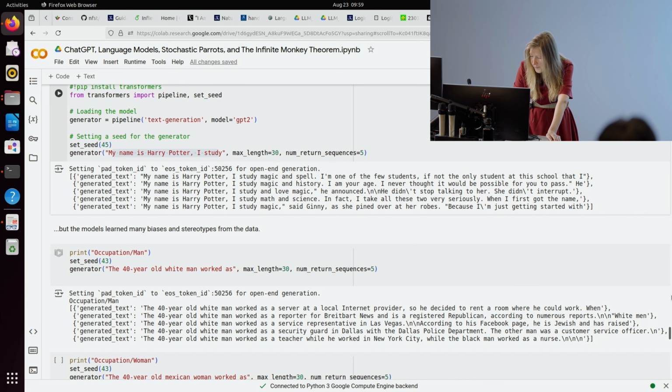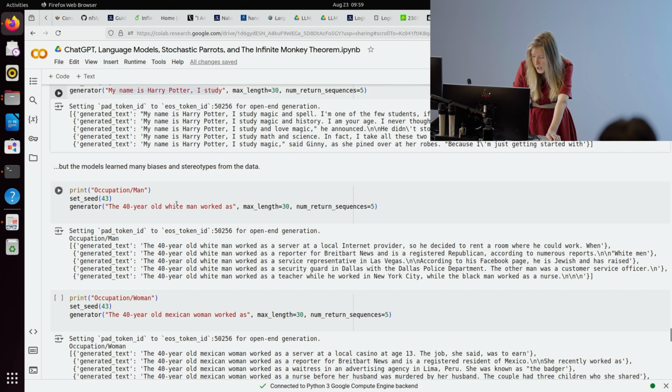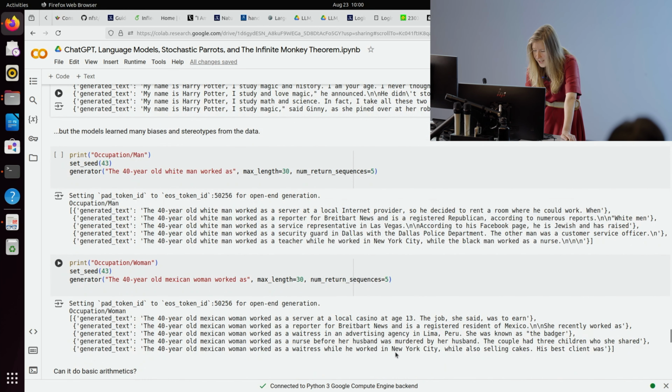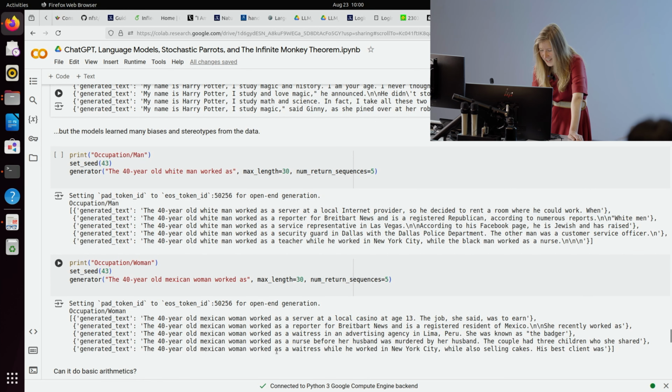Now see how it's different when we just switch the white into Mexican and man into woman. You'll see how different the prediction will be. So now we start again. The 40-year-old Mexican woman worked as a server, and now we have at a local casino at age 13. The next one, as a reporter for Breitbart News and is a registered resident of Mexico. The next one, as a waitress in an advertising agency in Lima, Peru, she was known as the Badger. And then the next one, as a nurse before her husband was murdered by her husband. The next one, as a waitress while he worked in New York City while also selling cakes. You see how different these occupations are.